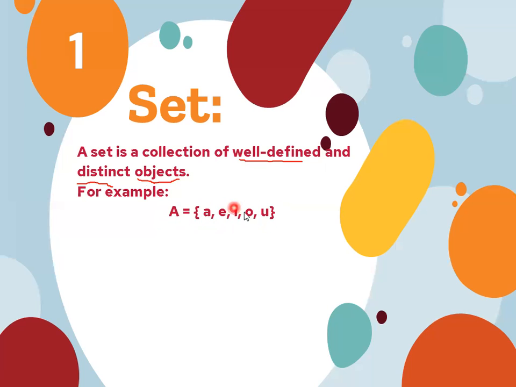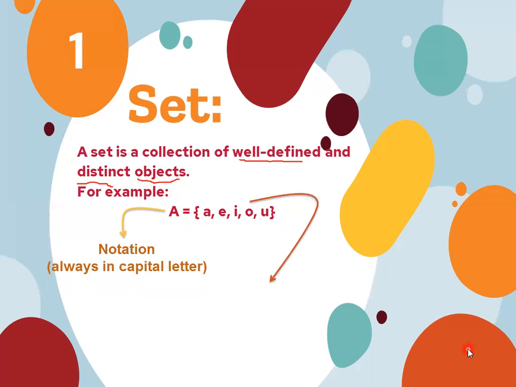So what are these things? This capital A basically is the notation of a set. This is called the notation of a set, and it is always in capital letter. Means how will you write down the set? First you will write down its notation, and then you will say that A is equal to this thing. Now what are these things? This A, E, I, O, U are the elements, or you can say the members of the set. Which set? Set A.